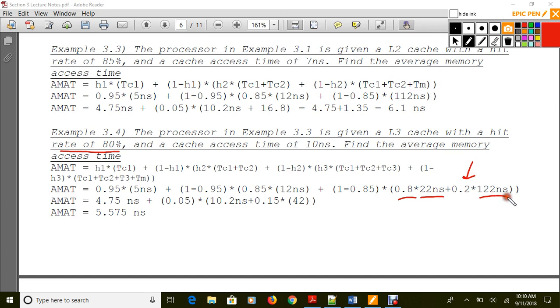And then 5 nanoseconds, 7 nanoseconds, 10 nanoseconds, 100 nanoseconds, because on a level 3 miss, in order to access memory, you have to try to read all 3, and they all fail. Then you go to the memory, and that's another 100. So you add that up, and it comes out to 5.575 nanoseconds.